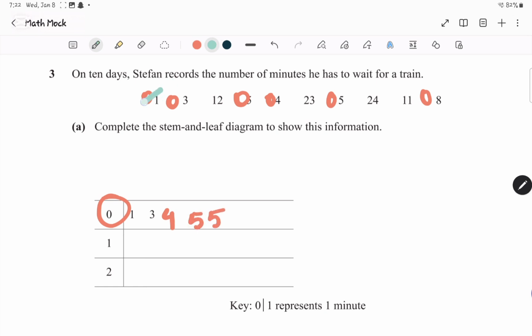So let me just cross out what we did. We did 1, we did 3, we did 4, we did 5, and we did 5. And then we did 08. So that makes it an 8 over here. So we also did 8.